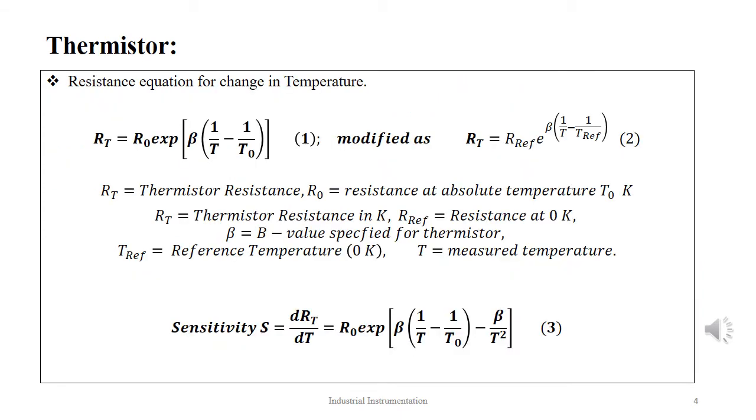The change in resistance value due to change in temperature is numerically given as in equation 1, and a modified version is given in equation 2. The device sensitivity is calculated as shown in equation 3. Here we see that the change in resistance due to the temperature change is exponential and therefore nonlinear in nature. The value beta is specific for specific thermistor composition.